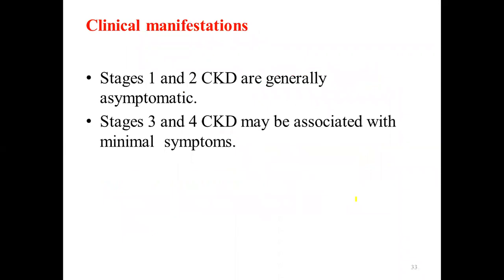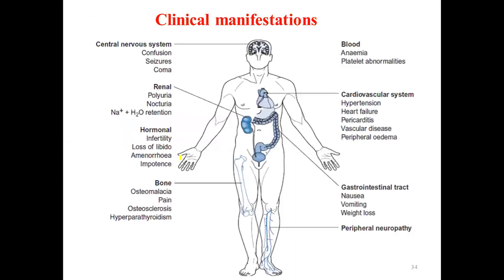Then, what are the clinical features of chronic kidney disease? Stage 1 and stage 2 are generally asymptomatic. So most of the time, you don't really see any significant clinical presentation when a patient has stage 1 and stage 2 CKD. Stage 3 and stage 4 are associated with minimal symptoms, but in stage 5, the patient is usually symptomatic.